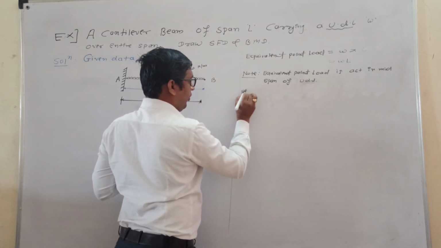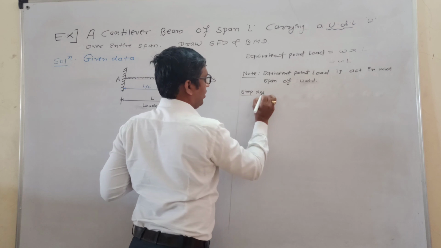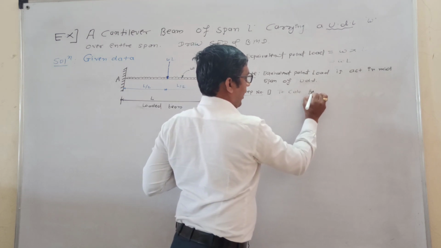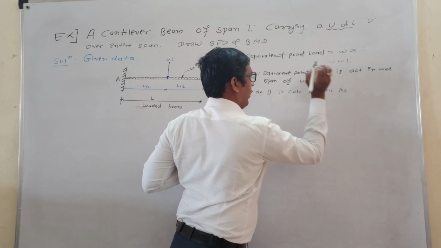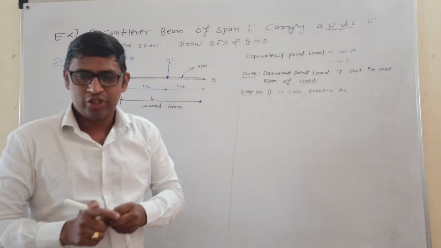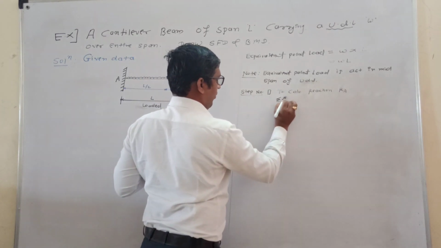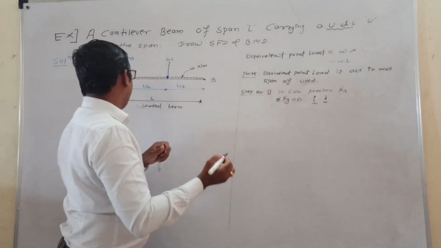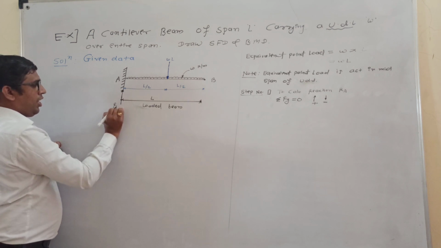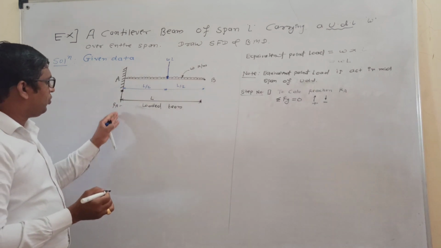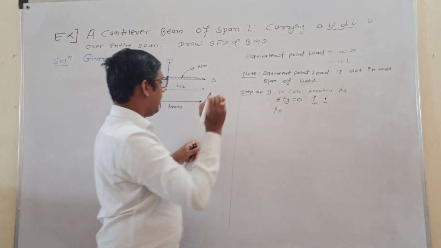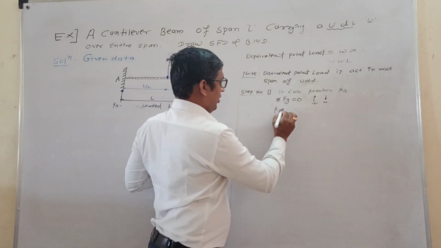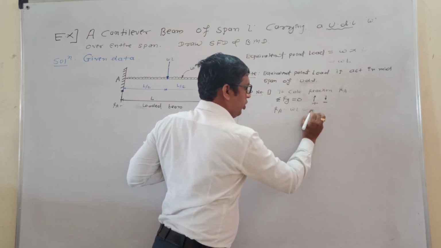Step number 1. All of you know, in the previous examples, we learned step number 1. What is step number 1? To calculate the reaction RA. For that, you have to use the sign convention. Summation Fy is equal to 0. Upward positive, downward negative. This RA is acting at the fixed end. This RA goes upward, take it positive, RA. This WL, the point load, goes downward, consider negative, minus WL is equal to 0.